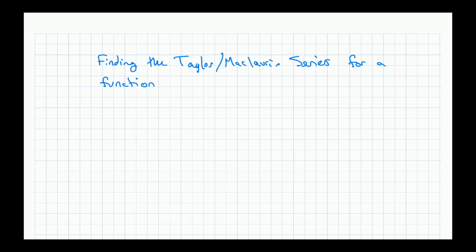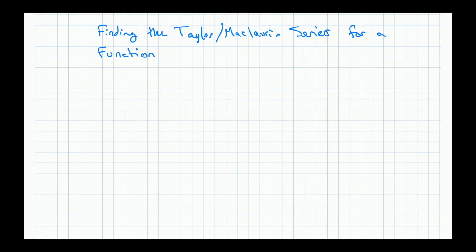Hello everybody. So what we're going to be looking at today is finding the Taylor or the Maclaurin series for a given function. There are some theorems that we need to get to, but before we get to those, we're going to talk about maybe a series that we haven't seen before. So what are we doing today?